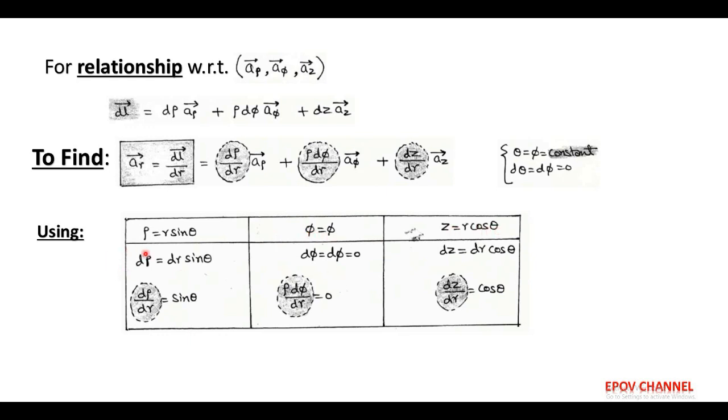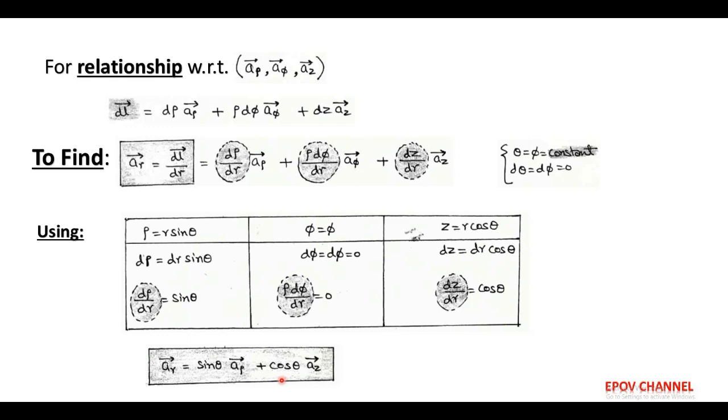So first take the differentiation of rho equals r sin theta, we get d rho equals dr sin theta, here theta is taken as constant, and we get d rho upon dr equals sin theta. Secondly, d phi equals d phi, and it is equal to 0 as the differentiation of a constant is equal to 0. And this gives us rho d phi upon dr equals 0. Similarly, dz equals dr cos theta and dz upon dr equals cos theta. After putting these values in the above unit vector r, we get unit vector r equals sin theta unit vector rho plus cos theta unit vector z.